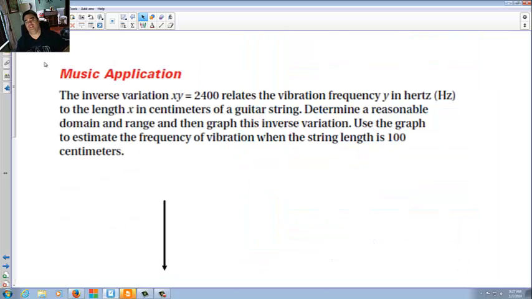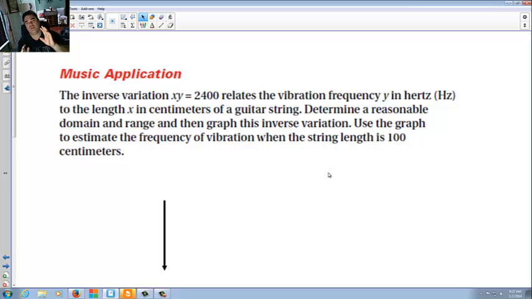Music application. The inverse variation xy equals 2400 relates the vibration frequency y in hertz to the length x in centimeters of a guitar string. Determine a reasonable domain and range and graph this inverse variation. Use the graph to estimate the frequency of vibration when the string length is 100 centimeters.